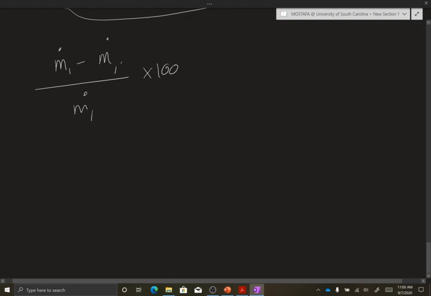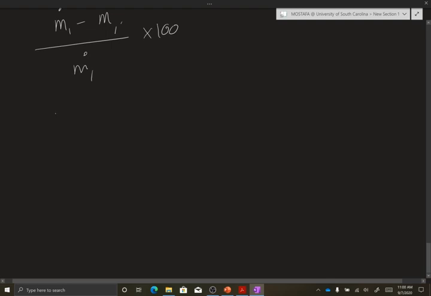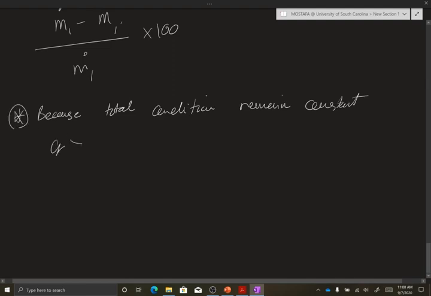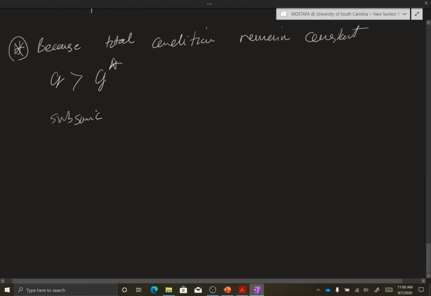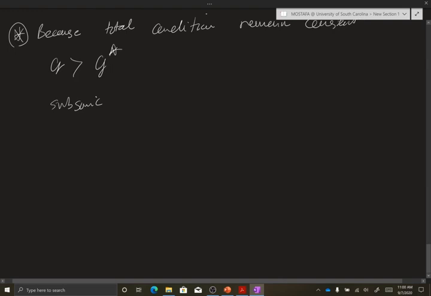State 1 and 1 prime. So we have this parameter because total conditions remain constant at this specific case, where your heating Q is larger than Q star, subsonic flow, and you're going to have a spillage, right?